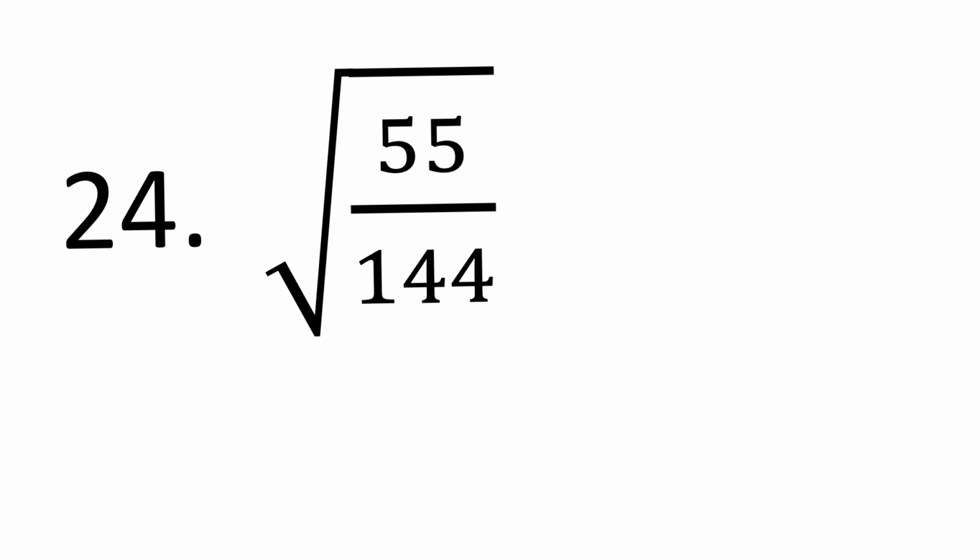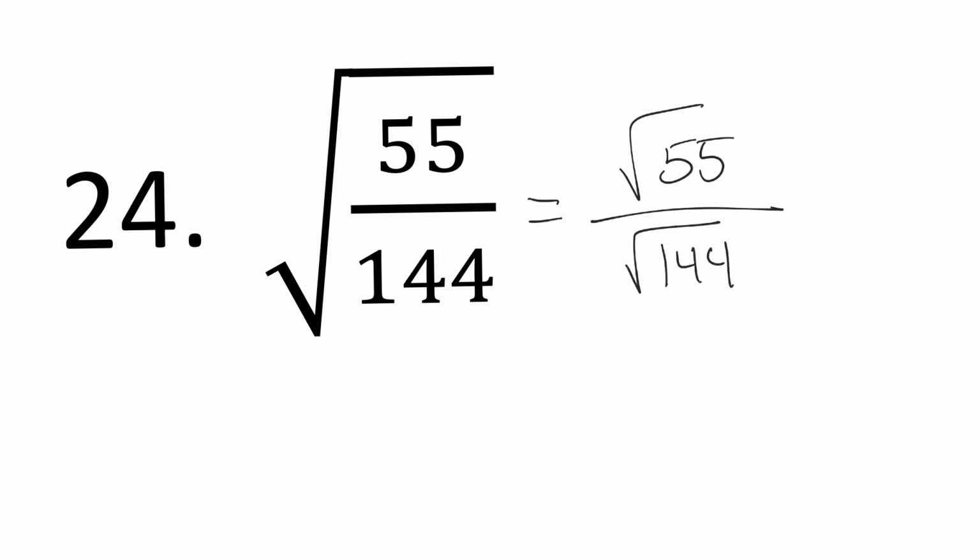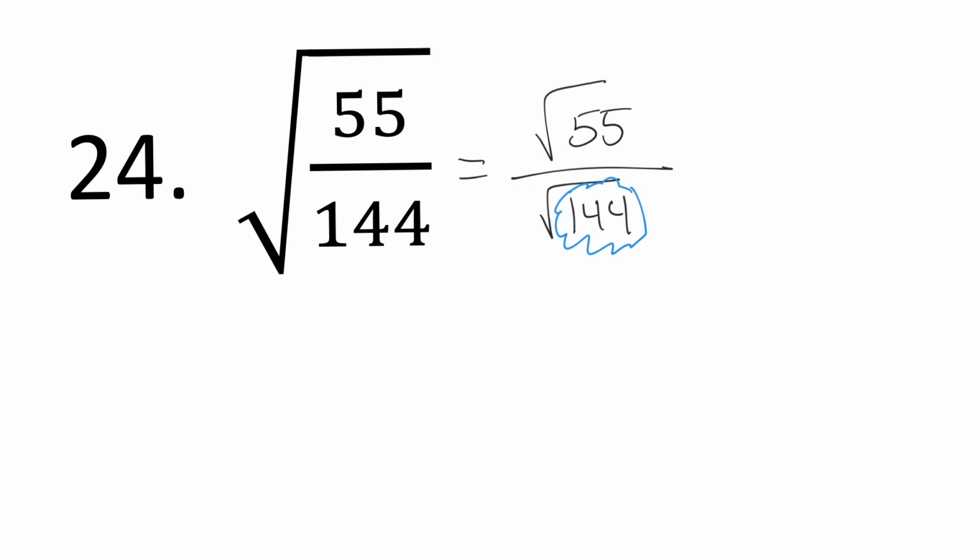So 24, you have a fraction, but this one is not separated like 23. So we're going to have to use the quotient property. I'm going to separate the top with the square root of 55 and the bottom with the square root of 144. Check the bottom. This number, 144, is a perfect square number. So you can simplify the bottom to 12. The square root of 144 is 12.